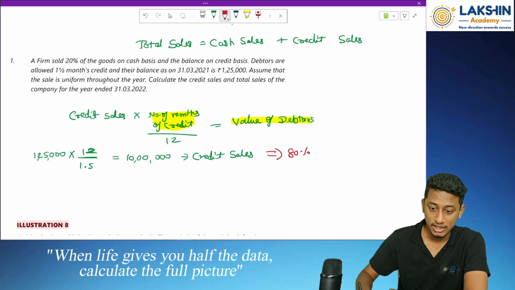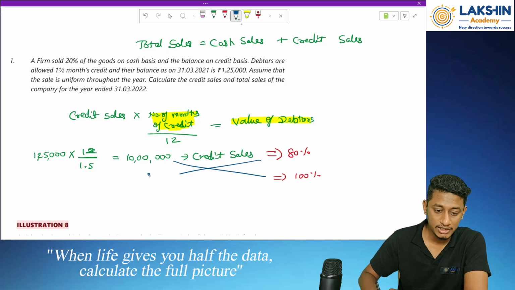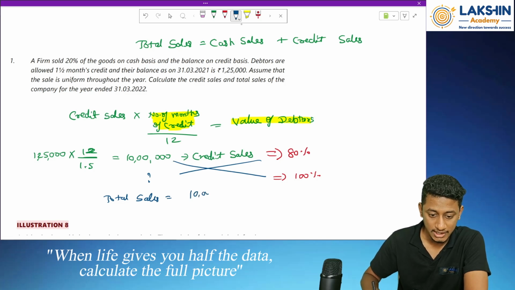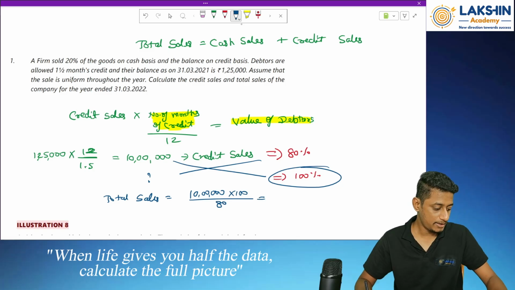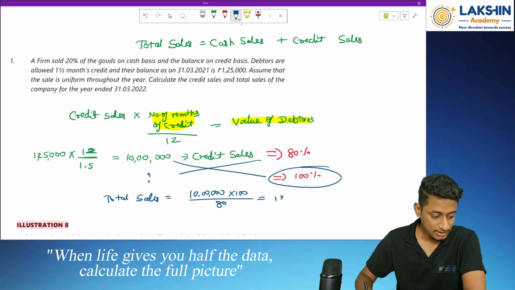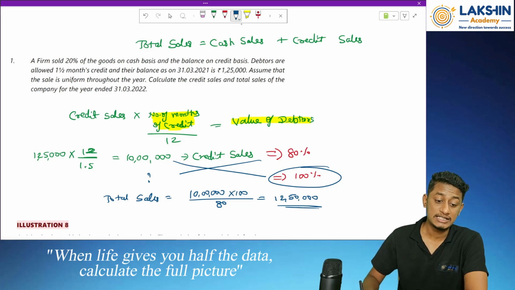So now find out the 100% of the value. How will you do that? Cross multiplication. Simple. Multiply this with here and this with here. You will get your total sales. So total sales will be equal to credit sales of rupees 10 lakh multiplied by 100 divided by 80. I will get 12 lakh 50,000. So 12 lakh 50,000 is my total sales that has occurred.